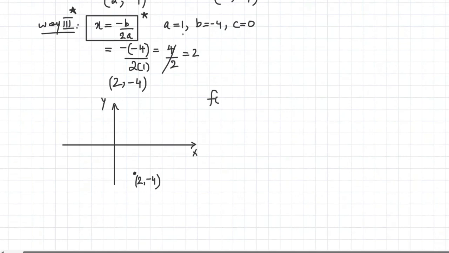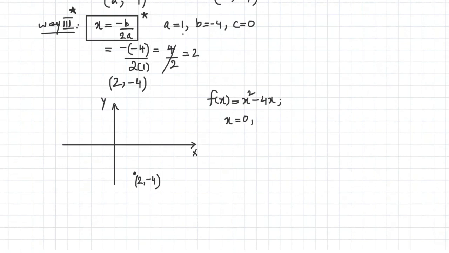Y-intercept: your function is x squared minus 4x. So if you substitute x equals 0, the y value is going to be 0 as well. So my graph will intersect the y-axis at (0, 0). So let's hope I make a good parabola. It should look something like this. Okay, all right, so that's my graph.